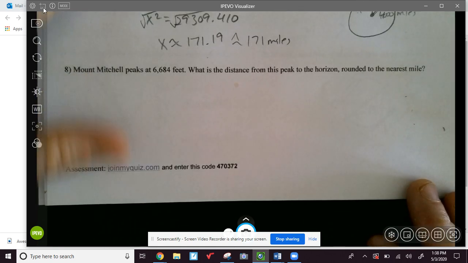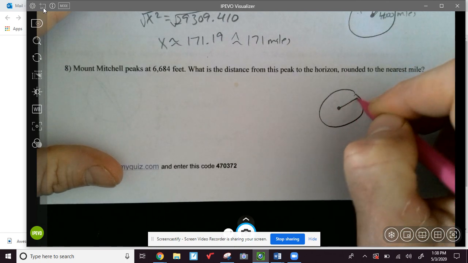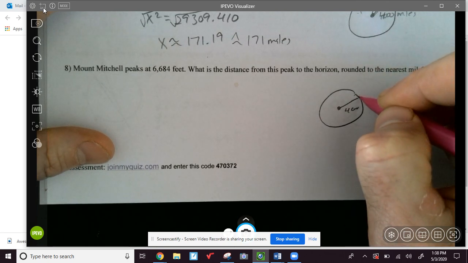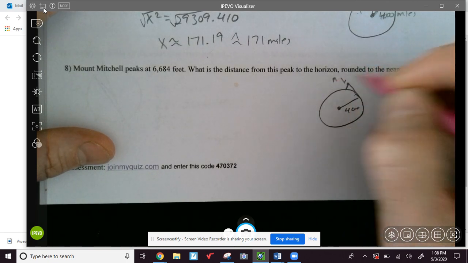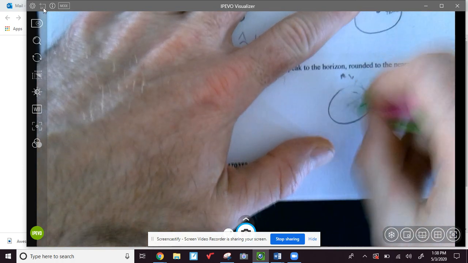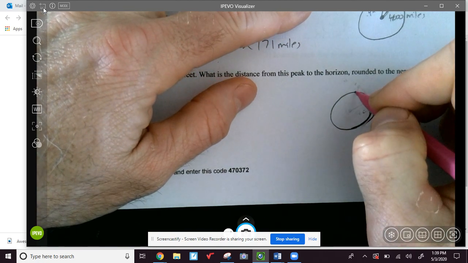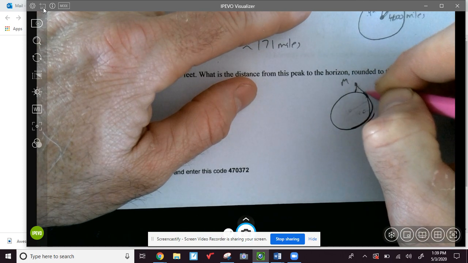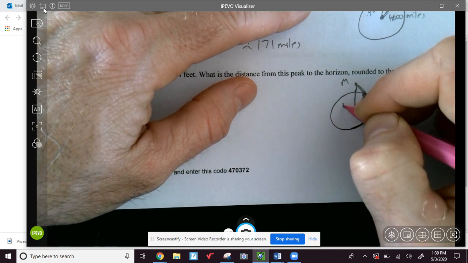All right, hopefully you had a chance to do that. Quickly, here's my circle, here's my Earth. There's 4,000. Let's see what I got here. Mount Mitchell. Mount Mitchell is going to be somewhere right here. I'll put M for Mitchell. Let's draw a tangent line from Mitchell to the Earth. Now I can draw that radius, and that one too. They're both 4,000.